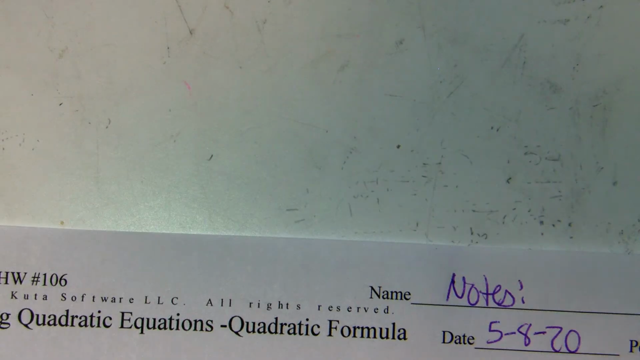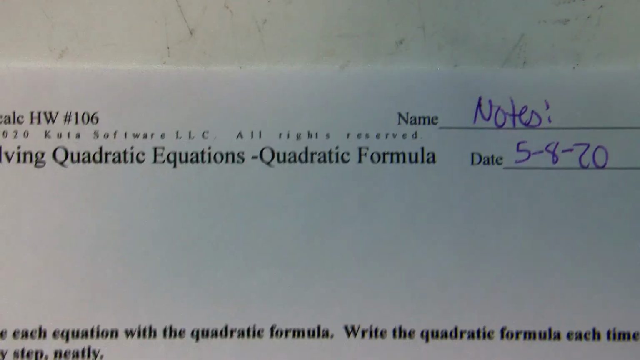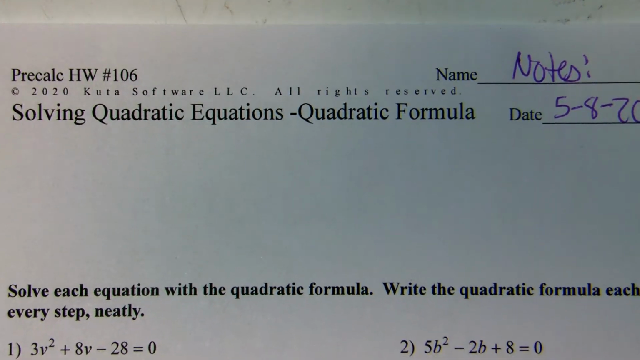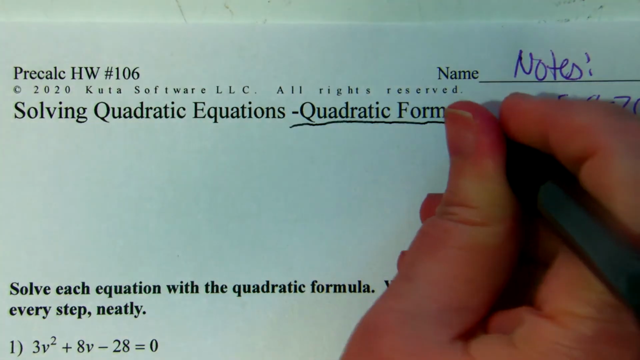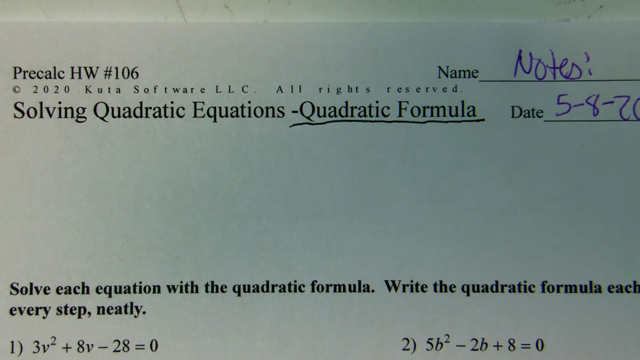Today we're going to review quadratics. We did factoring before. Now we're going to use the quadratic formula to solve. This time we are solving. With factoring we just factored the expressions and it wasn't equal to 0, but it could have been. Now we're solving using the quadratic formula.